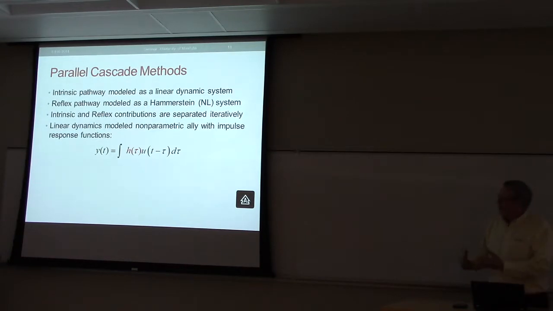The particular model we use for linear dynamics is an impulse response function. Basically the impulse response function allows you to predict the response to an arbitrary input by using the convolution. And the methods we use to estimate both the nonlinearity and the linear dynamics are classic correlation-based methods.